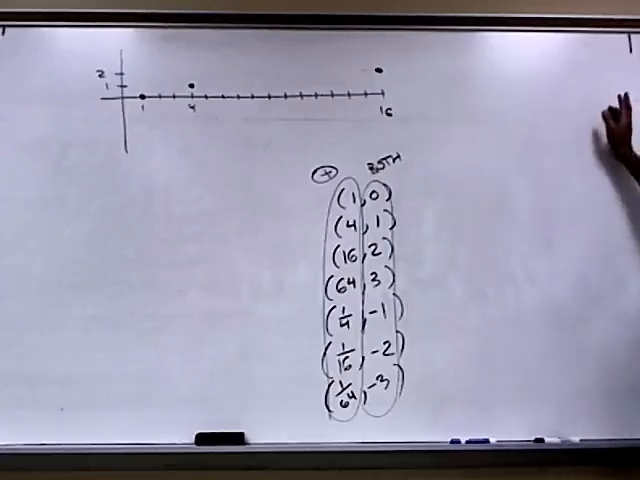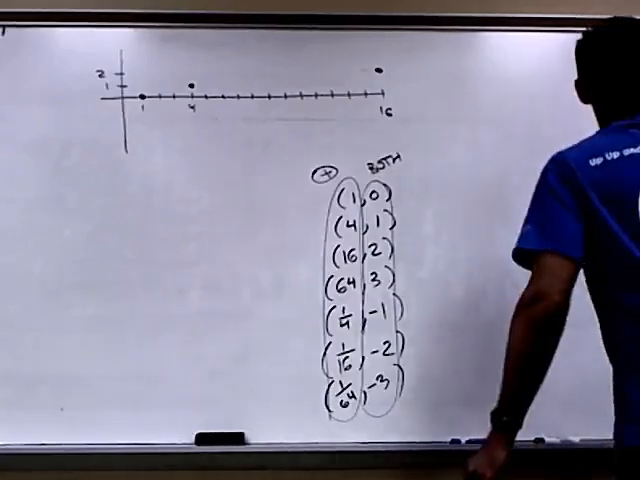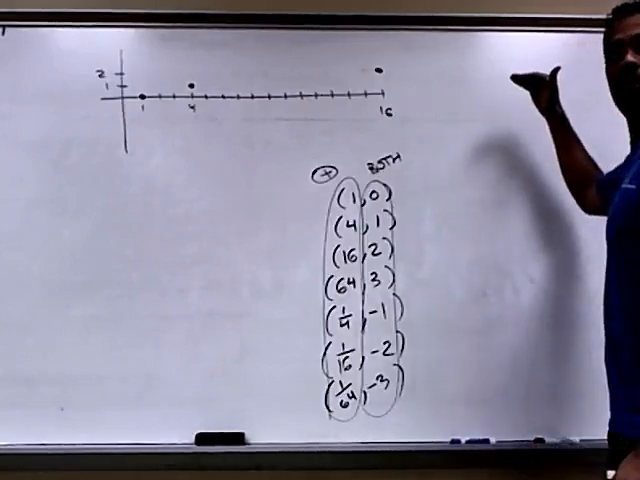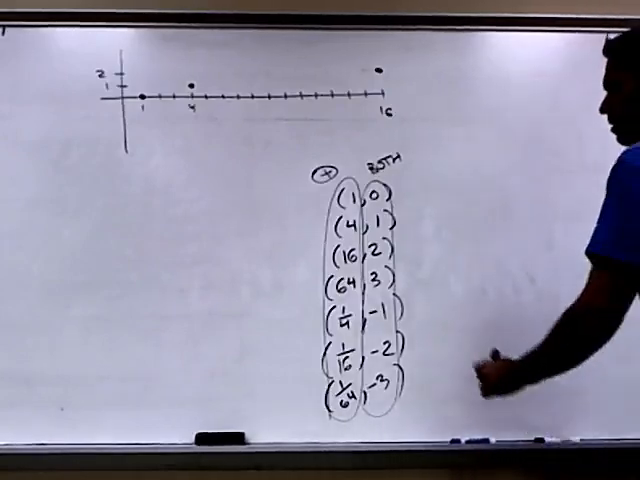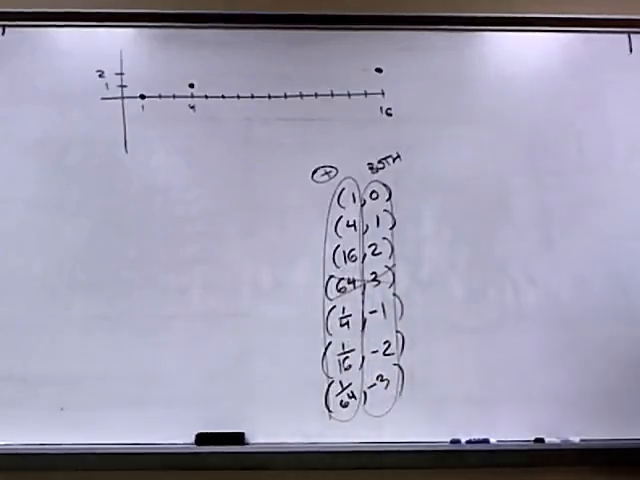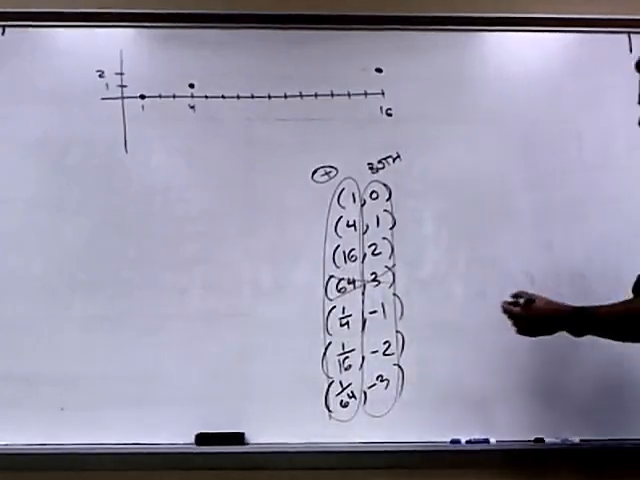(64, 3). I'm not going to draw that one. Do we realize it's way out there and it's just up a little bit, right? Okay, so I'll scrap that one. It's not going to fit on my graph. All right, what about this next one?